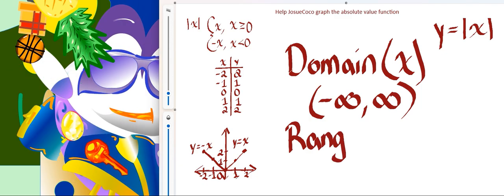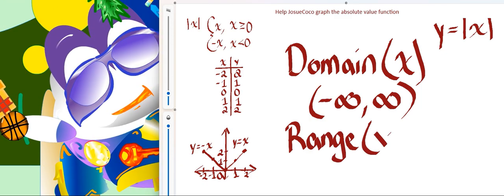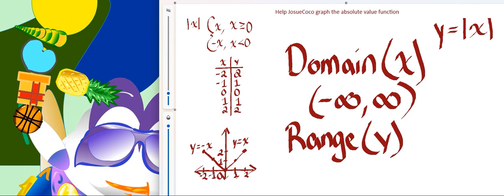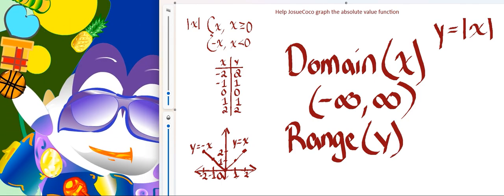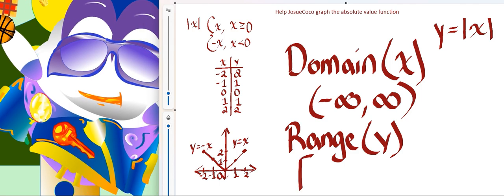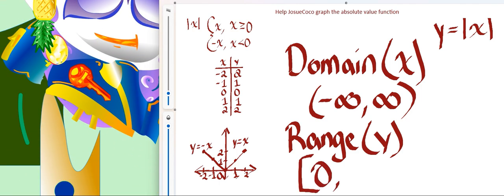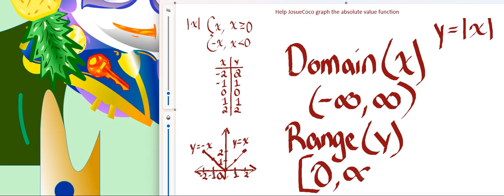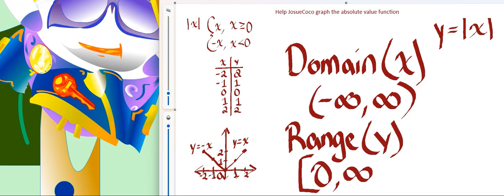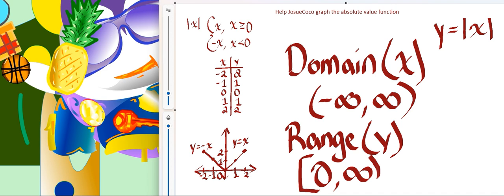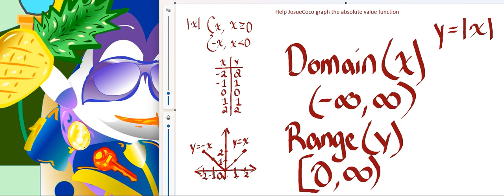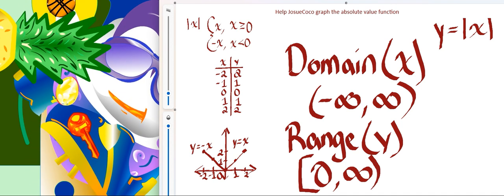Next, we have a range in parentheses y. We'll open up one set of curly brackets here, place a 0, moving upwards to infinity, and close with a parentheses here.